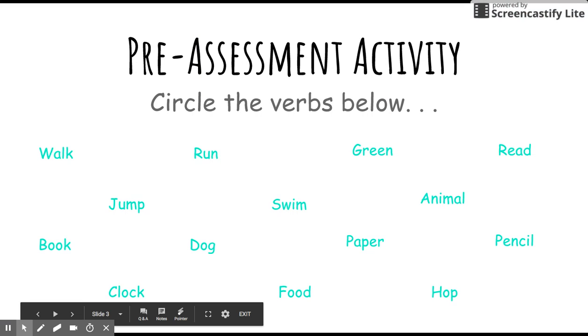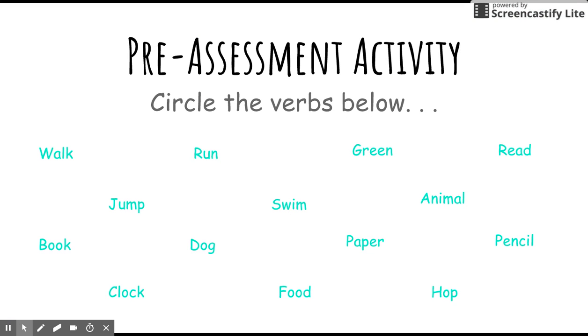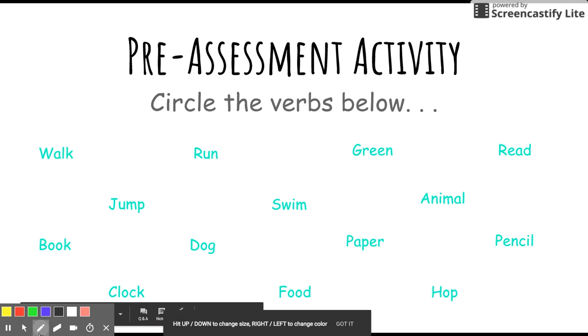All right, before we continue on, I would like to see what all you know about verbs. So I would like each of you to look at this page and see if you can find some verbs. While we're going through it, I am going to be circling the verbs.